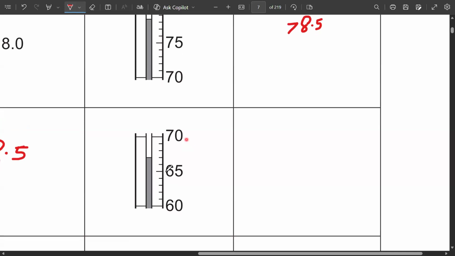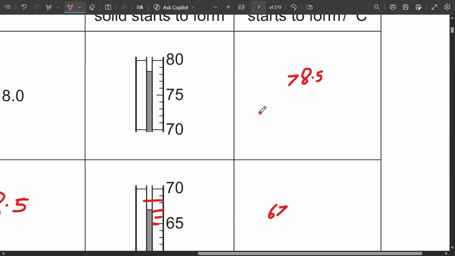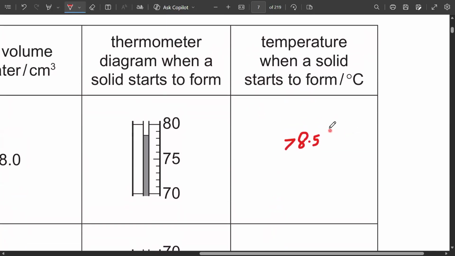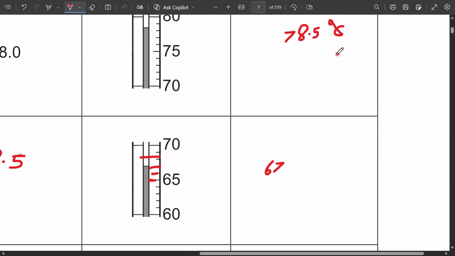68.5. Now look carefully. This one is 65. This is 66. And this one is 67. This is 67. 68.5 will be over here. This one is 68.5. All right. So your value will be 67. You do not need to write the degree sign here. You do not need to write this value because it's already there in the title. So you don't need to write degree centigrade.